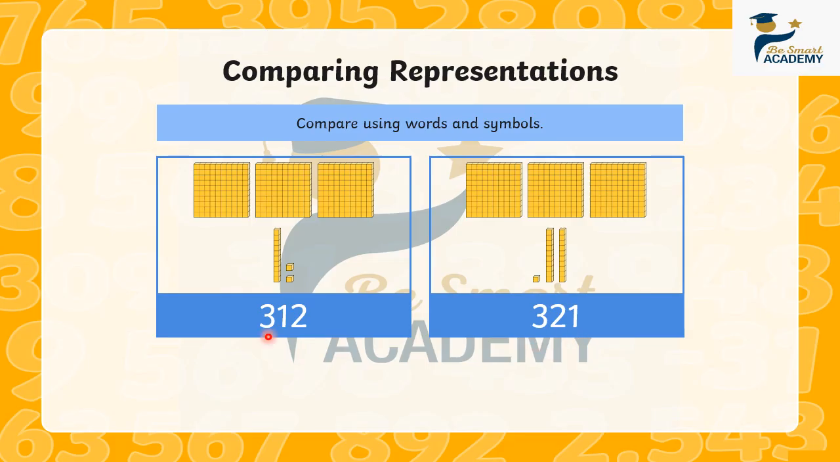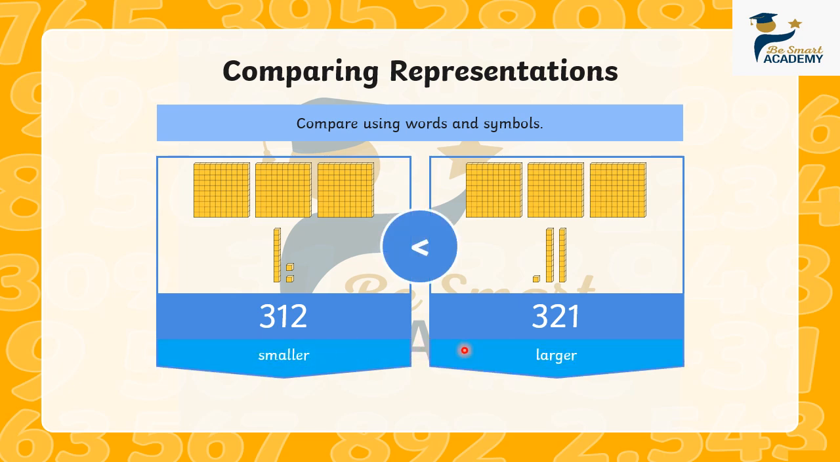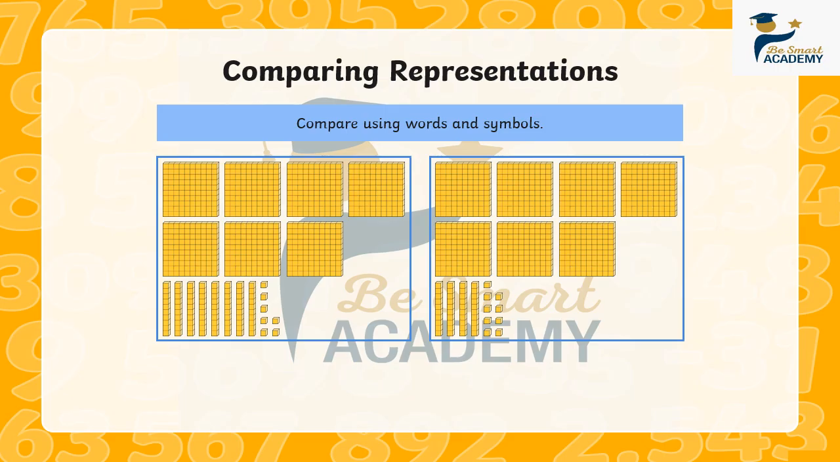Which number is bigger? Let's check. I have the same number in the hundreds place. I have 1 ten and 2 ones. Now the number is different. So what do I do in this case? I see which number is bigger. In this case, 2 is bigger than 1, which makes 321 greater than what? 312. Or I can say 312 is smaller than 321.